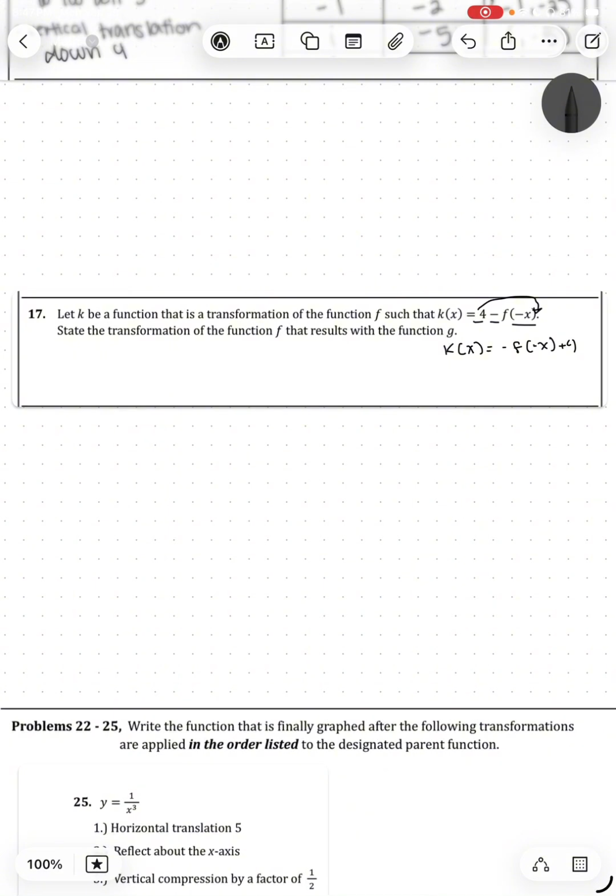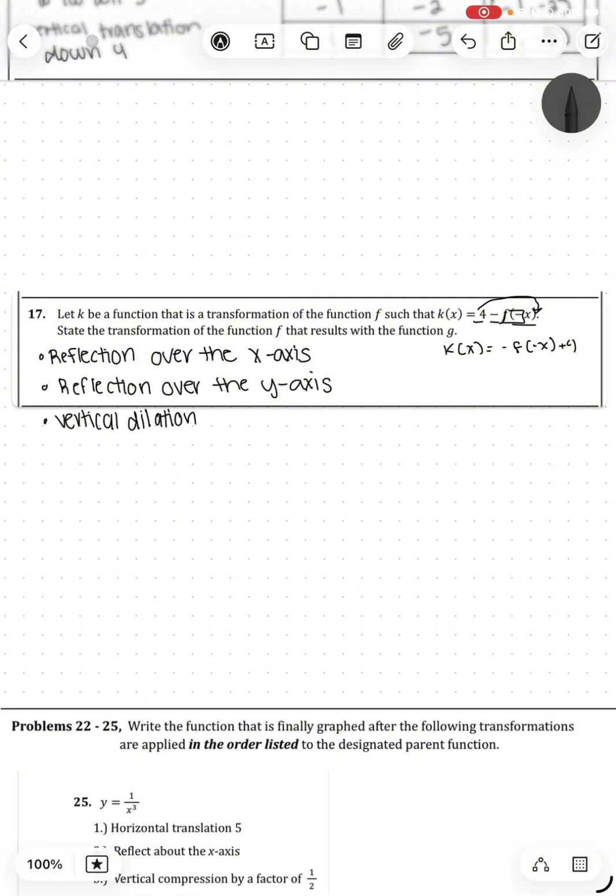So now we can write our transformations. We know there is a reflection because of the negative in front of our function f of x. In this case, it's over the x-axis. However, there is also a reflection over the y-axis because of the negative in front of the x inside of the function right here. And then we also have a vertical translation up 4. And that's it for this problem.